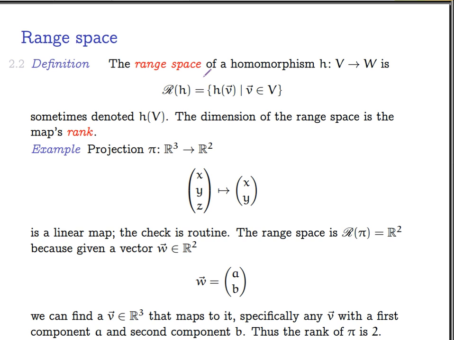Okay. So here's an example. Take a projection. Okay. And you can see actually, if you think about it, this projection mapping R3 to R2 is going to be an onto map. So the range space is actually all of R2 itself. Okay. And then since this is a two-dimensional vector space, the rank of this projection map is 2.